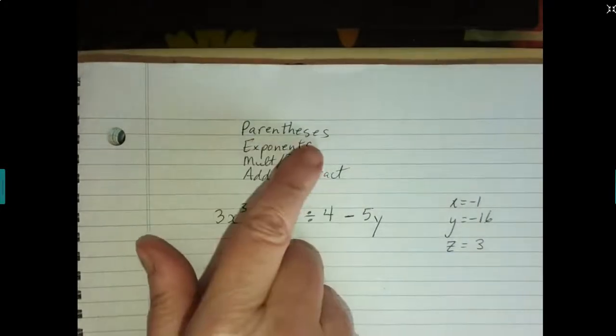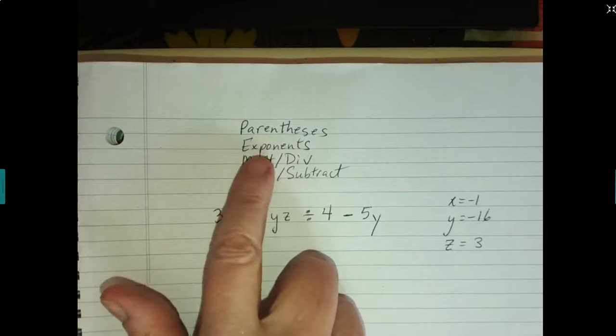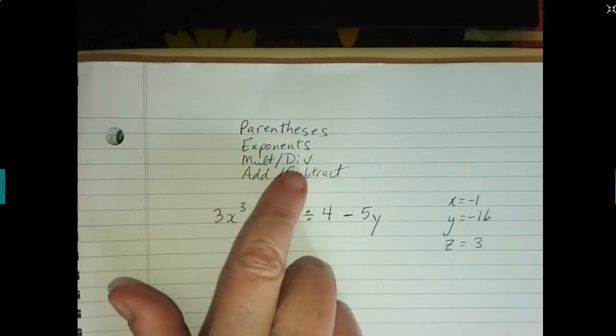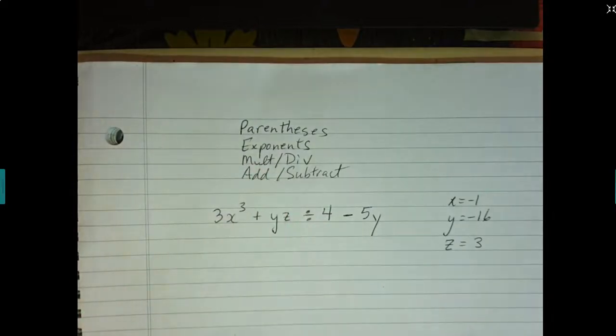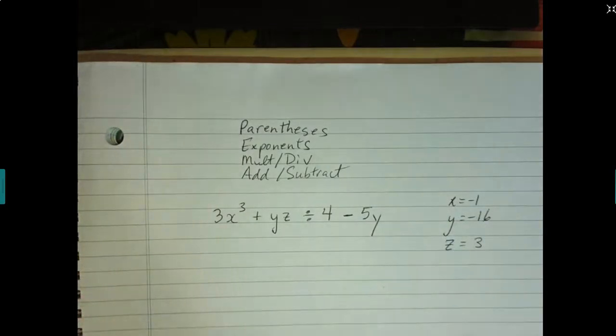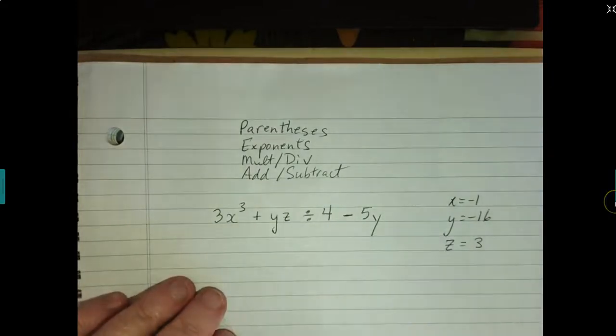If you have an expression inside parentheses, you do that first, then followed by any exponents. Then you do multiplication or division as it occurs from left to right. And then finally, you add and subtract from left to right. So with something like this, we have values for x, y, and z. So I'm going to replace x, y, and z with their values in parentheses.